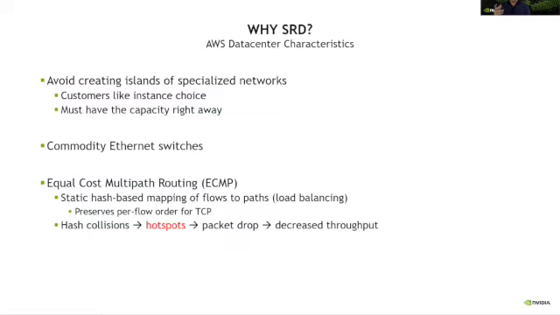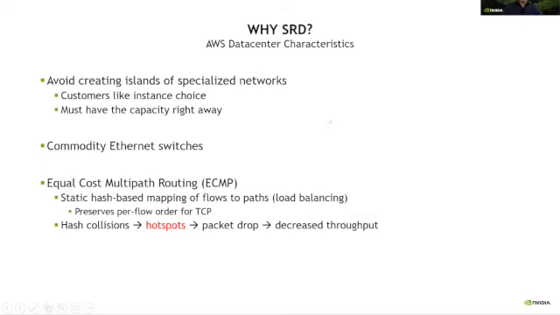Let me briefly explain why Amazon chose SRD, and that goes back to certain characteristics and requirements of the AWS data center and its users. AWS engineers wanted to avoid creating islands of specialized networks. And that is because having the instance choice and having the capacity right away is very important to AWS and its users. And this can be achieved only if you have a large capacity pool, and creating these islands of specialized networks such as InfiniBand works against that.